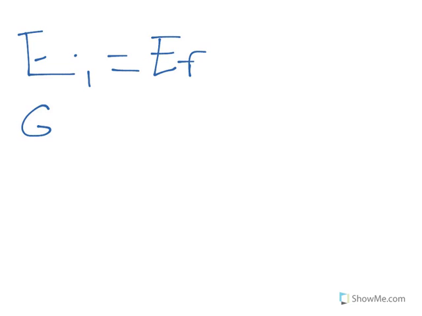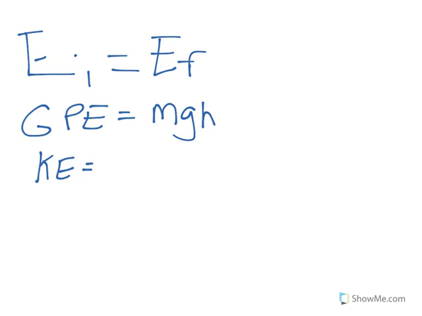The other thing is we have three types of energy. We have gravitational potential energy. This is energy based upon height, and it's equal to mass times gravity, the acceleration due to gravity, times height. So mass times 10 times height. Then we have kinetic energy. Kinetic energy is the energy of movement, and this is equal to 1/2 mv squared. So anytime anything's moving, it's equal to 1/2 mv squared.